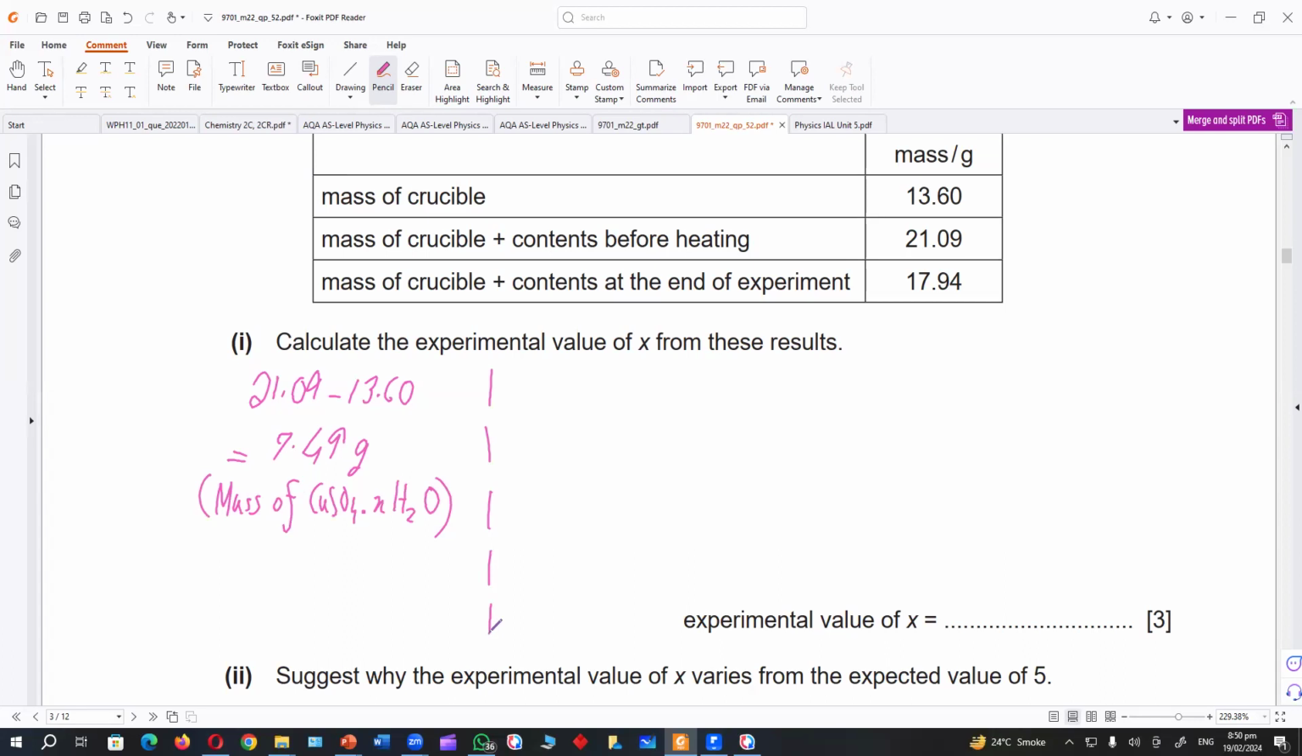Now, what about if I subtract 21.09 and 17.94, what will I get? Will I get the mass of water? 21.09 minus 17.94. Can you make this subtraction? Okay, can you make it subtract?